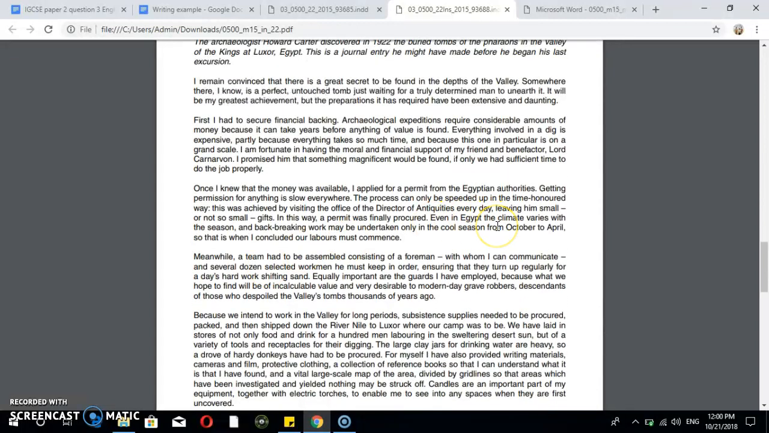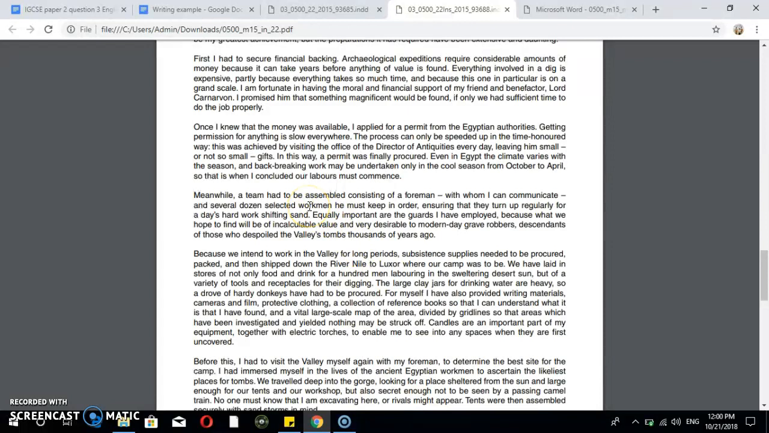The fourth point, guys, keep in mind, is this one. Even in Egypt, the climate varies in season, and backbreaking work must be undertaken only in the cool season, from October to April. So by doing that, Carter had chosen the time to start working. So that is also one of the things that he did, deciding the time. So that's the fourth thing.